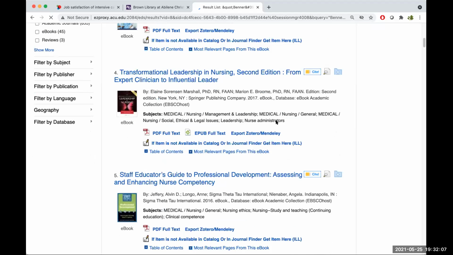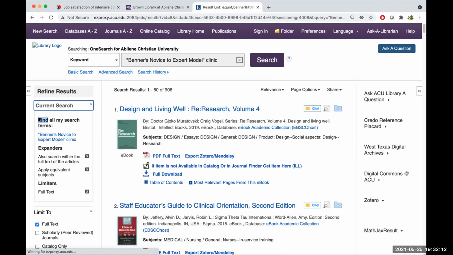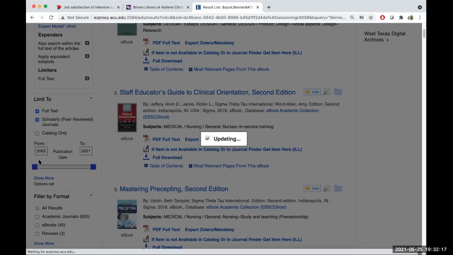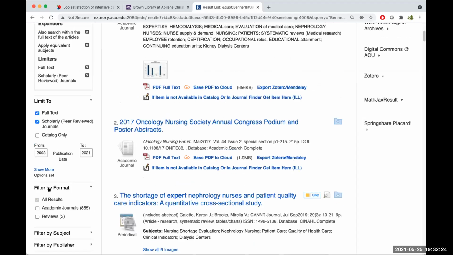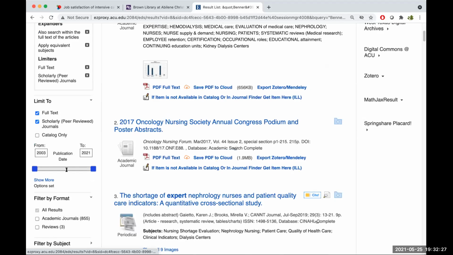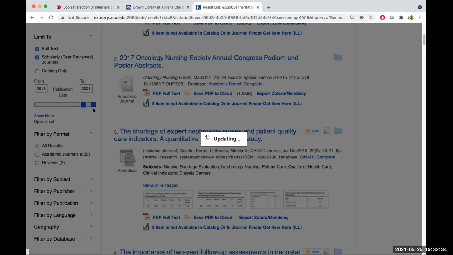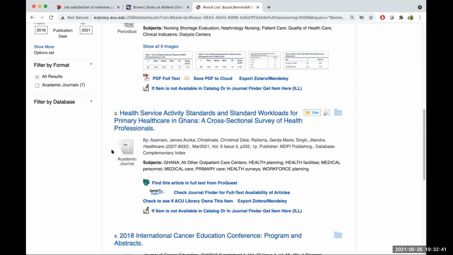I want fewer handbooks and more journal articles, so I'm going to go ahead and limit this to scholarly peer-reviewed journals. And I'm also going to go ahead and change the date here so that we're only looking at articles from the last few years. Because remember, the assignment requires it to be at least in the last 5 years. And we see, okay, that is now much more narrow.